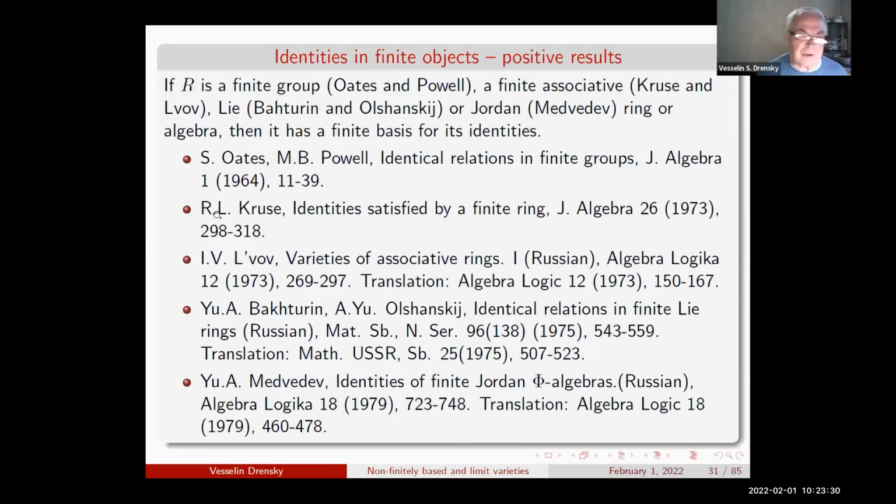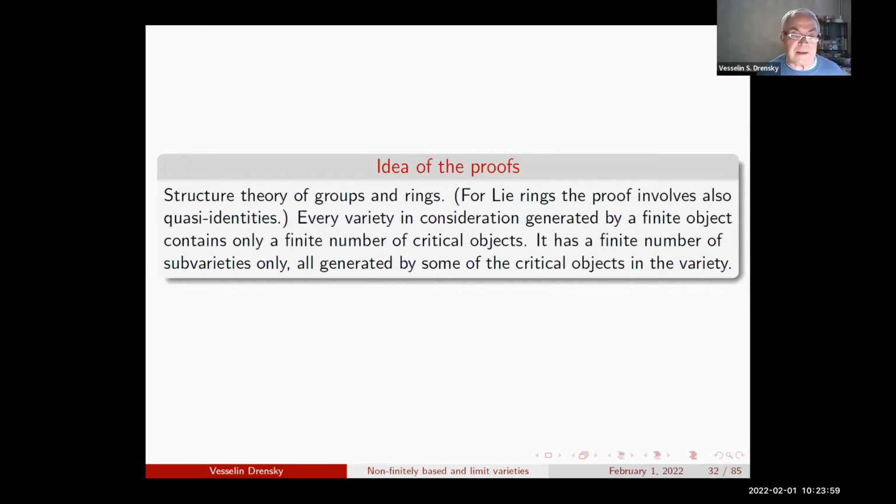For associative rings, finite dimensional associative algebras over finite fields, it was Kruse and Wolf in the 70s. For Lie algebras, it was Bertoul and Olshansky. For Jordan algebras, it was Medvedev. So there was a lot of activity in the 1970s about this. And they all used structure theory of groups and rings. But for Lie algebras, the proof also involves quasi-identities. Quasi-identities: if something happens, then something.